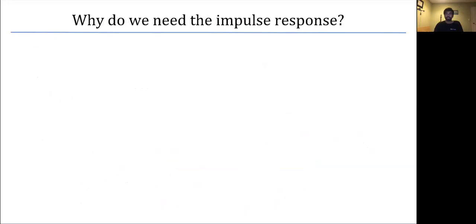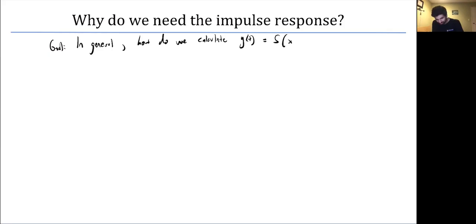All right. Now, in general, the impulse response is a tool that enables us to calculate the output of a system with respect to any input. So as we spoke on the previous slide, the goal here is, in general, if I'm given a system, calculate the output y of t. So there's a couple ways we can do this, right?